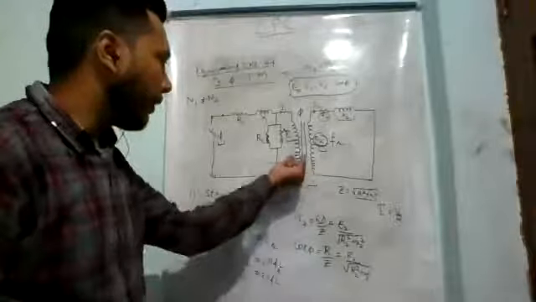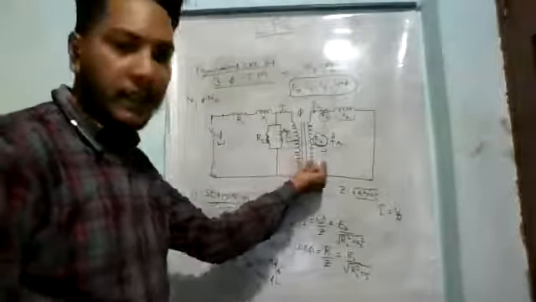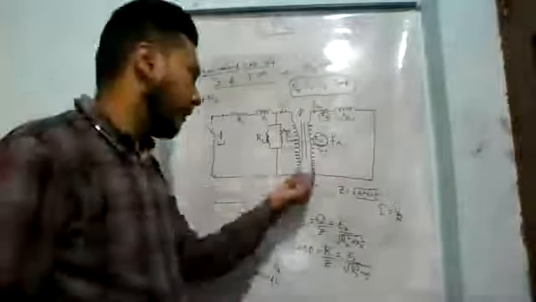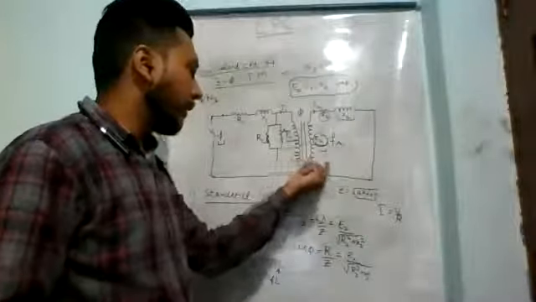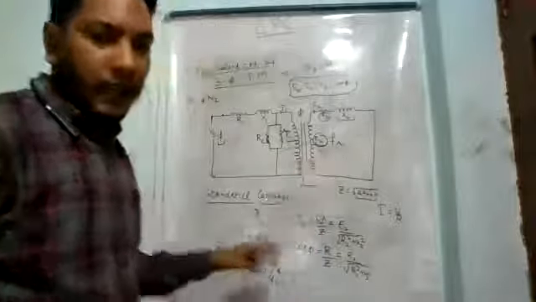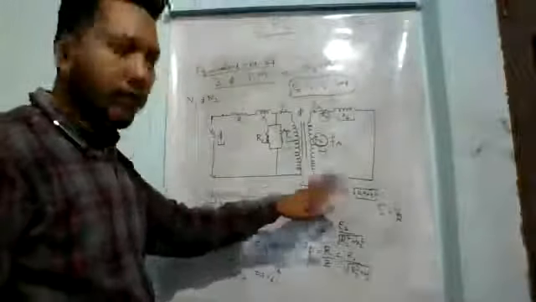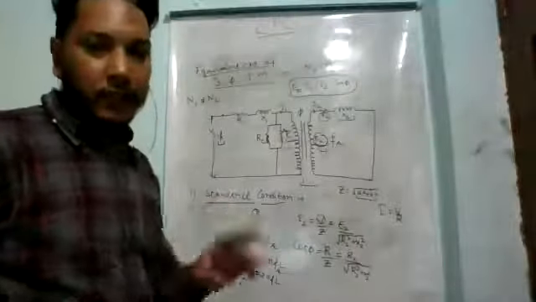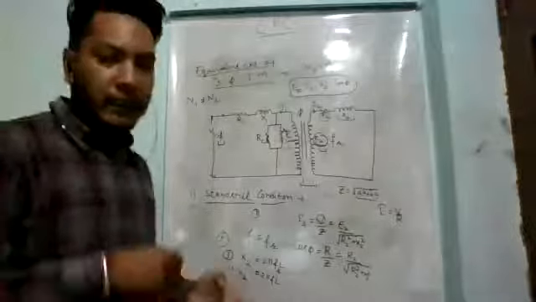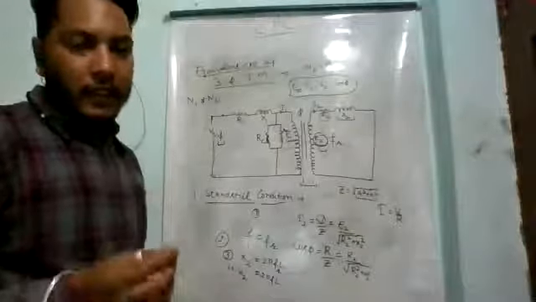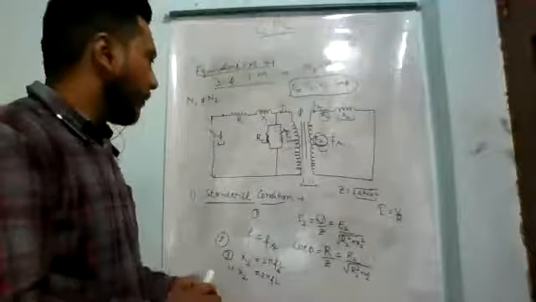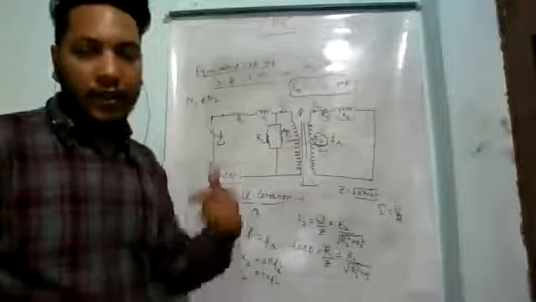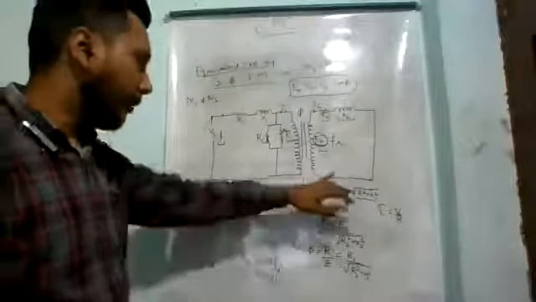That means the number of turns in the primary side is equal to the number of turns in the secondary side. As we know, this never happens in practice, but for assumption we take a 1:1 transformer. Now I discussed that there are two conditions. First is standstill condition and another is running condition. Standstill condition is that condition when we give supply to the stator of the three-phase induction motor, but the rotor does not rotate.